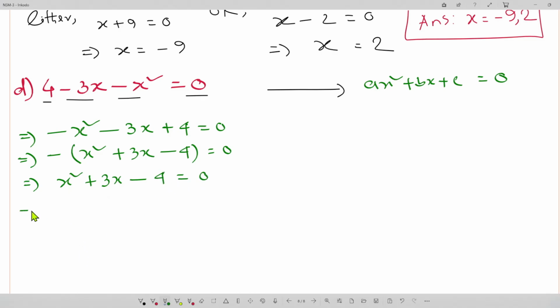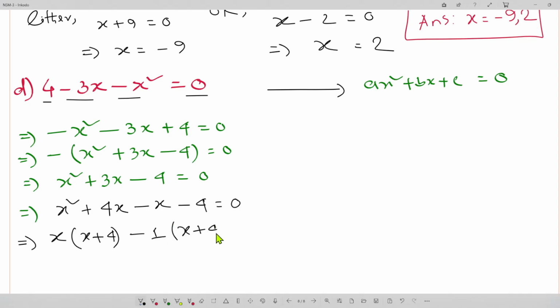Now look, here is 4, so 4 times 1 is 4 and 4 minus 1 is 3. So in this case we can write x² + 4x − x − 4 = 0. It means 4 times 1 is 4 and +4x − x will be +3x. We can take common x, so x + 4, and −1 common, again x + 4 = 0. Finally here is x + 4, once we take common we will get x − 1 = 0, right?